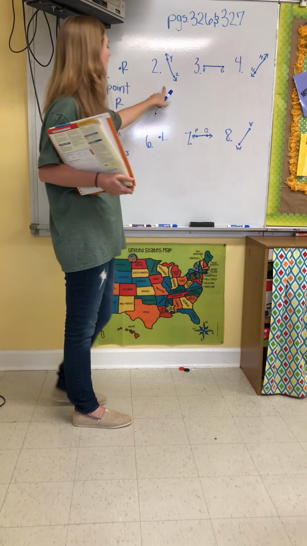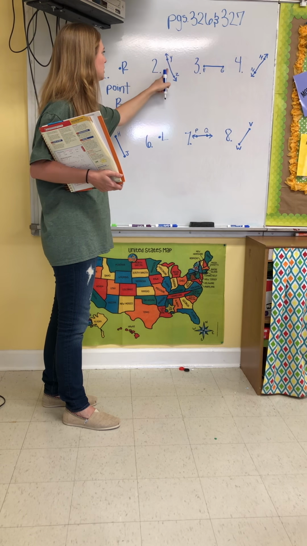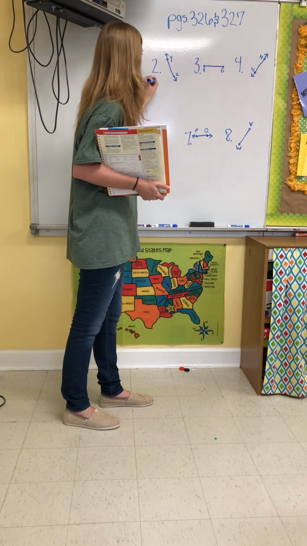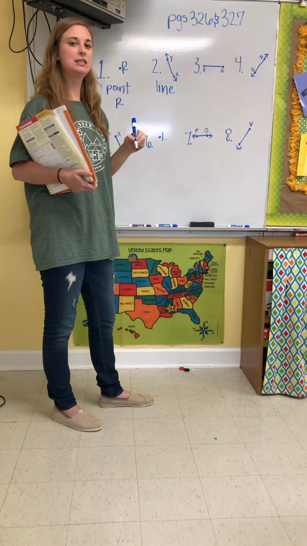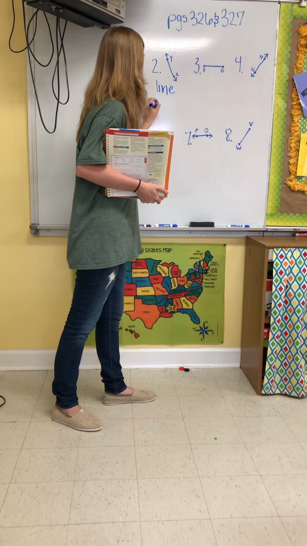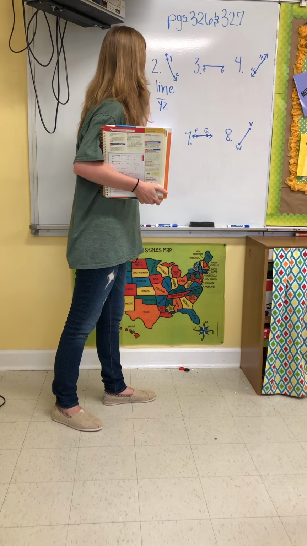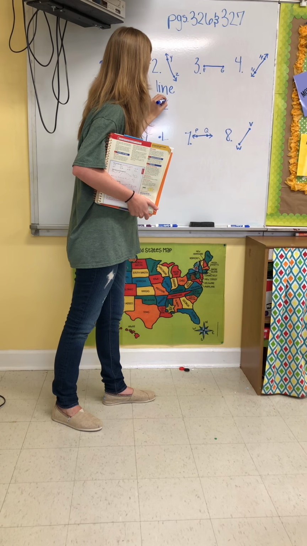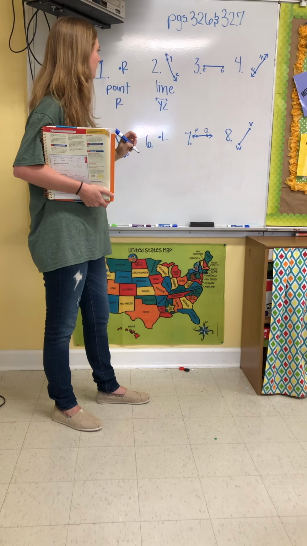So number two, I know would be a line because it has the arrows going out from each of the points, and so that lets me know that that's a line. And how I'm going to use the symbol for this is I'm going to write my letters down that they give me, and then right above the letters, I'm just going to draw a little line with the two arrows at the ends of it.